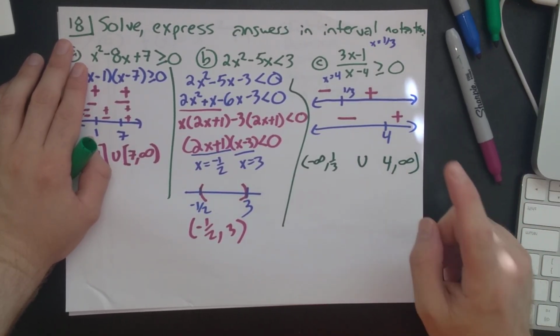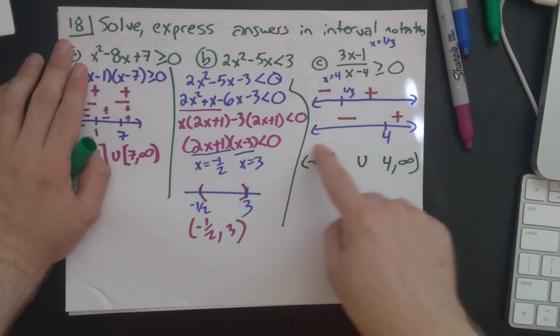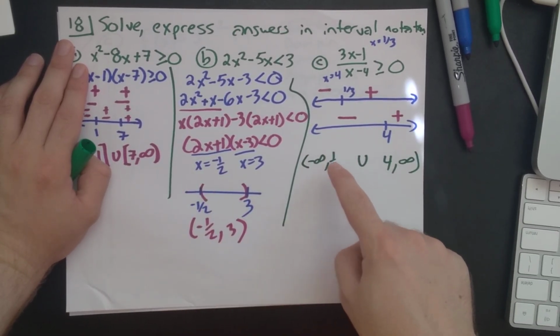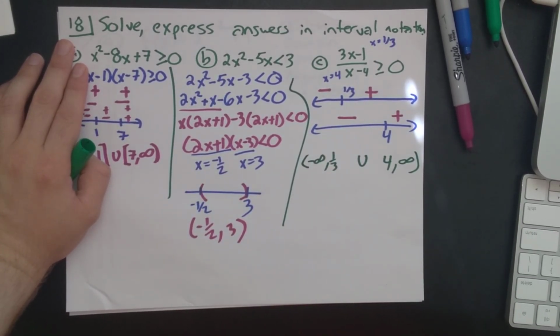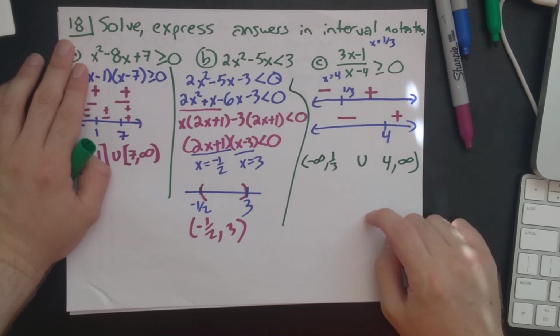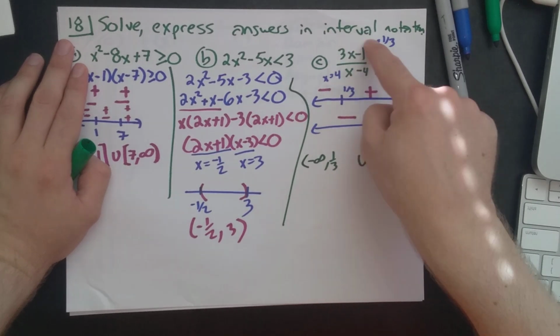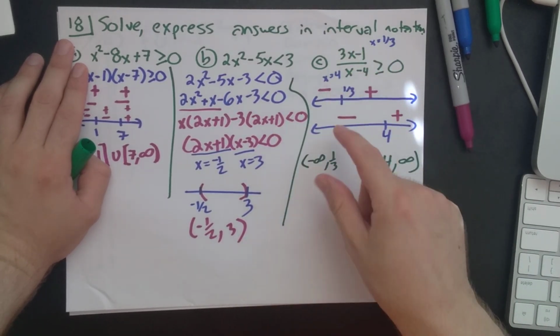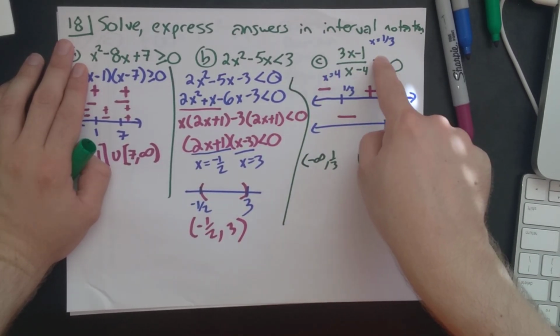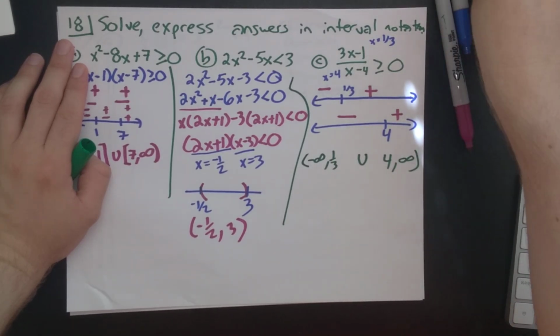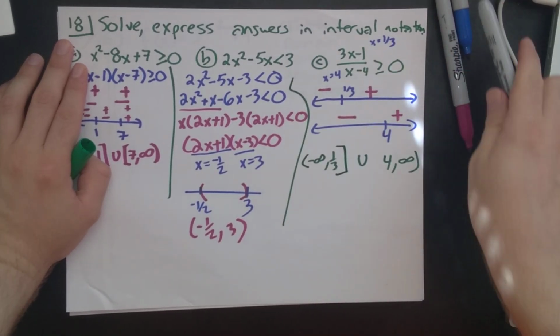And so the last thing that we have to do, just as earlier, I've left off drawing a square bracket or open parentheses here. So we just have to check the endpoints. So when x is 1/3, the numerator is 0. The denominator is not 0. So 0 is greater than or equal to 0. Yes, it is. So we include that.